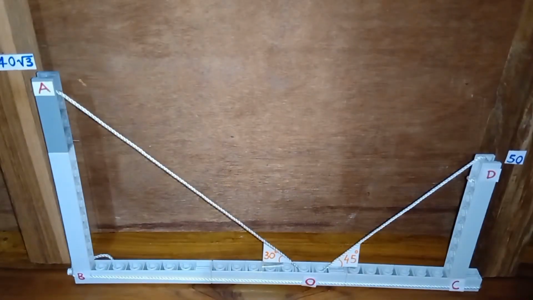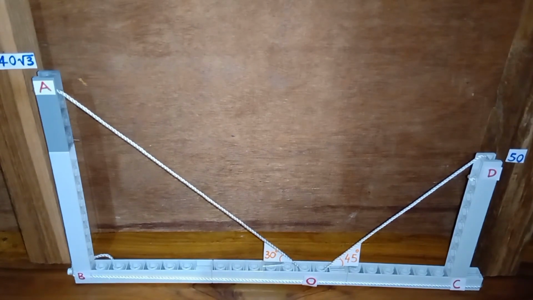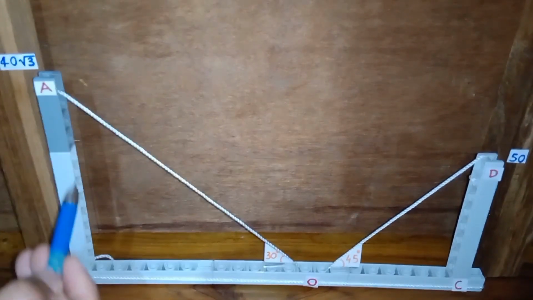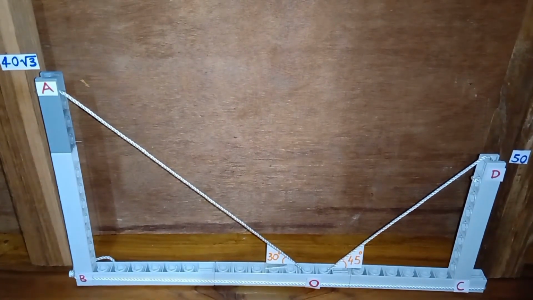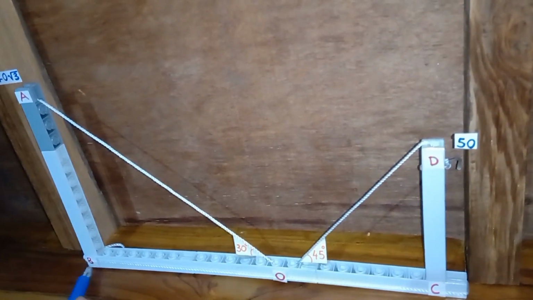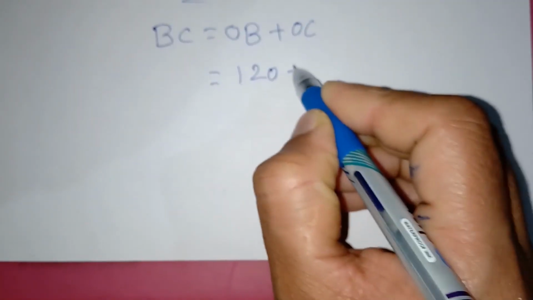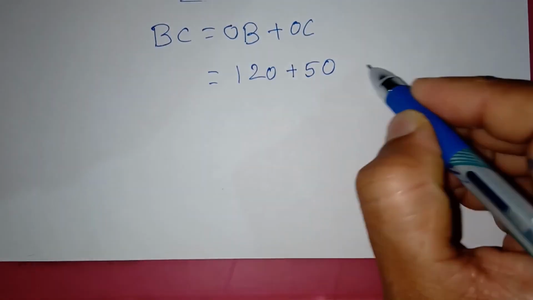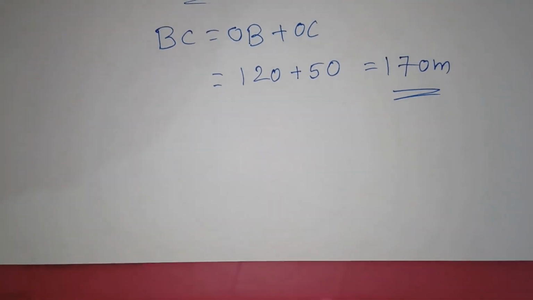The distance from the observer to windmill DC is 50 meters and from the observer to windmill AB is 120 meters. The sum of these two distances gives us the distance between the two windmills, equals OB plus OC, which is 120 plus 50, 170 meters. Therefore, the distance between the windmills is 170 meters.